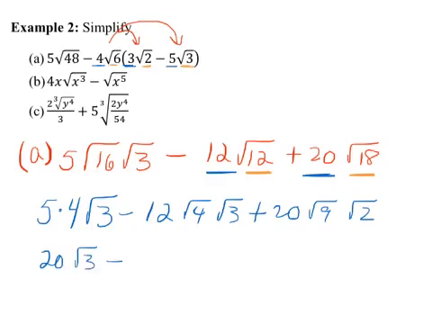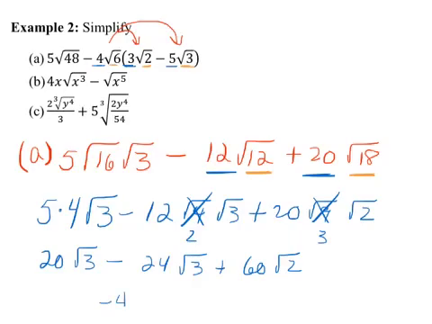What is this going to become? 12 times root 4. What's root 4 really? 2. So this is going to become 24, right? Twenty minus 24. So 4 root 3. Negative. Just don't forget that negative.